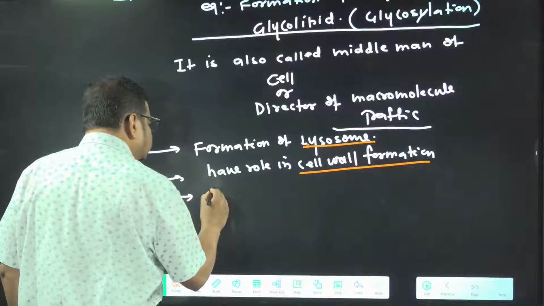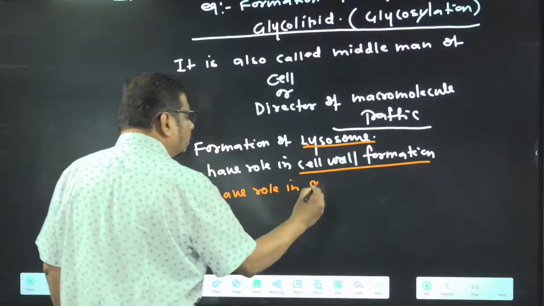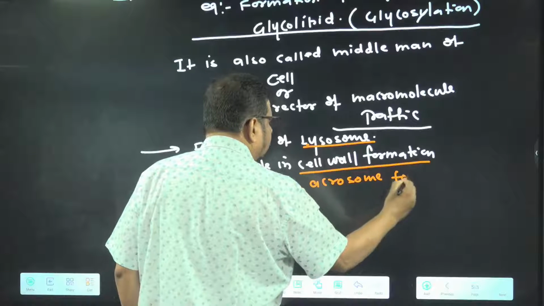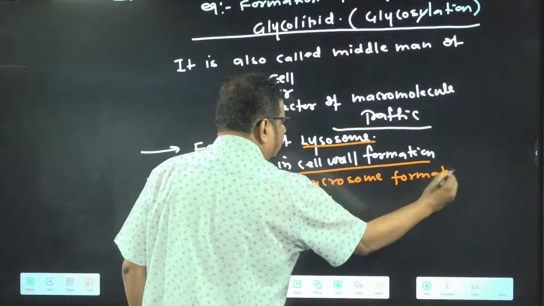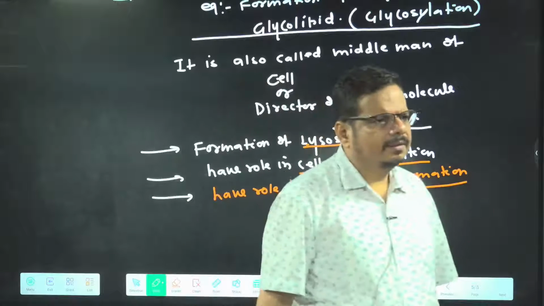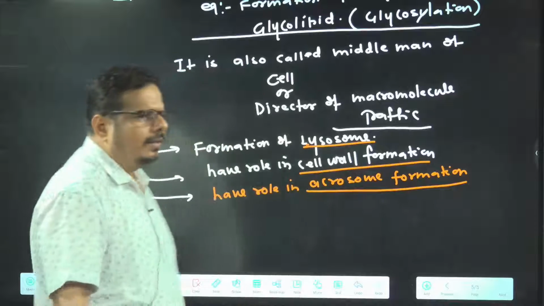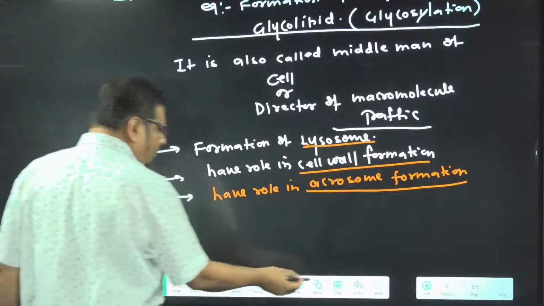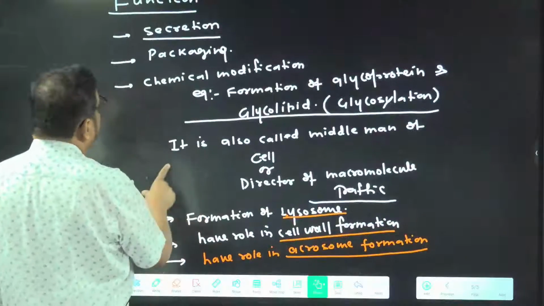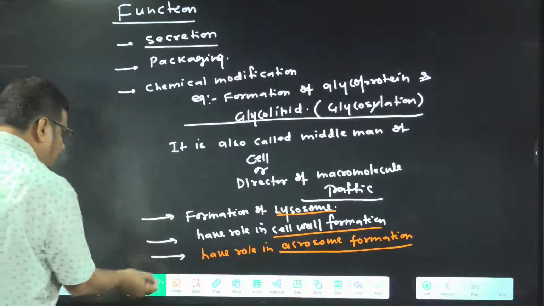Have a role in acrosome formation. Getting the things? Is it clear? So, these are some of the functions associated with which one? Golgi complex. So the functions I wrote, let me somehow minimize it and I will explain it also, don't worry.